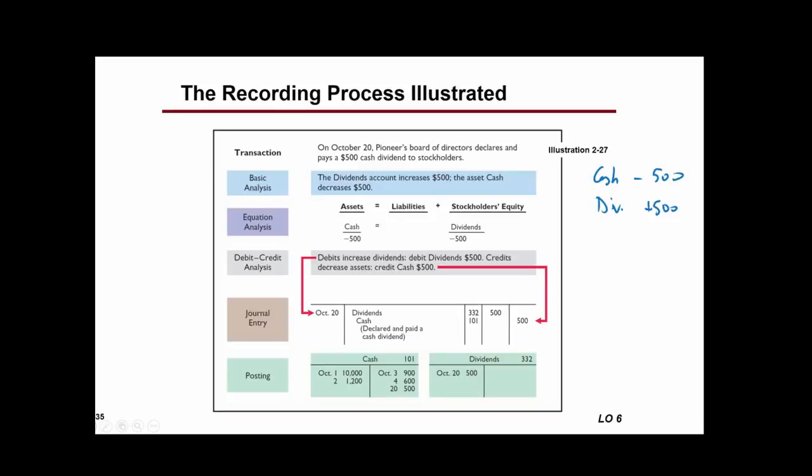Remember that this simply means that it has a negative effect on stockholders' equity. It will decrease this side. Dividends themselves have increased. The minus here simply indicates that this side of the equation has decreased by 500. Any questions?